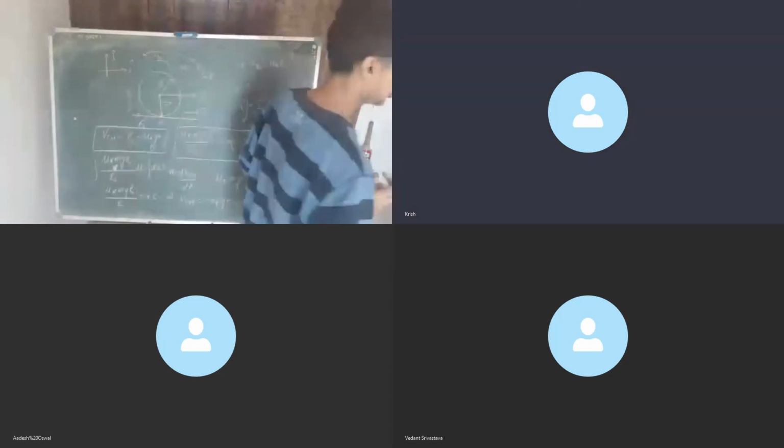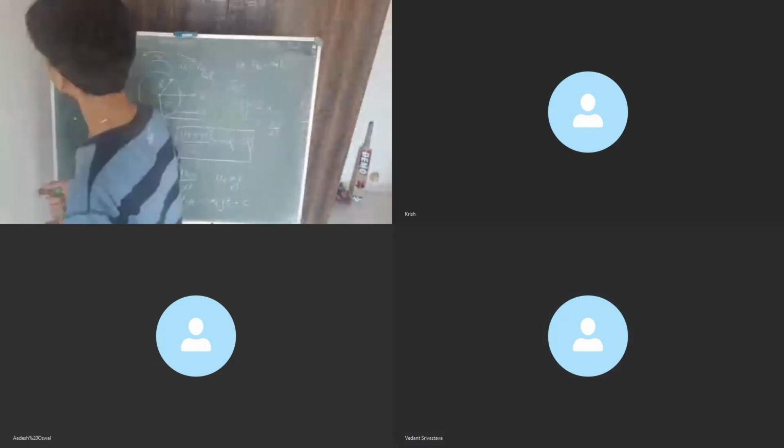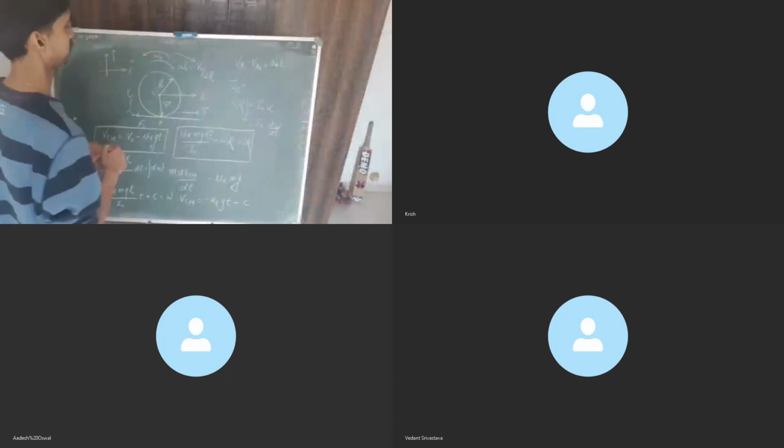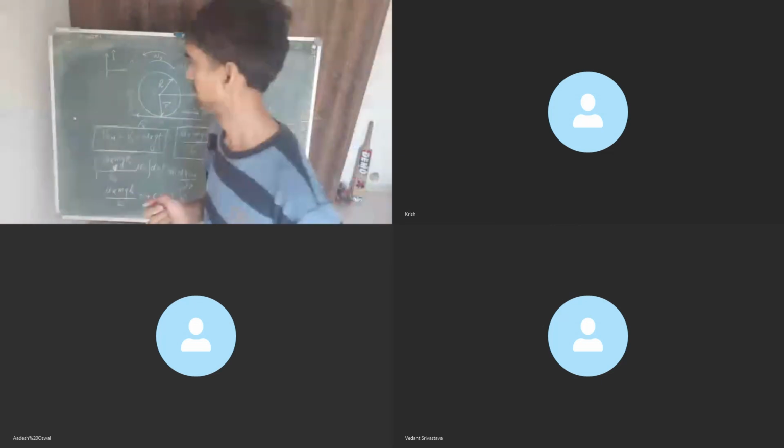Initially only, I'm positioning my ask to initial stadia. Is point P initially slipping or has it ceased to slip? What will you say? Tell me, Adesh, is it slipping or not? Is point P slipping or not?